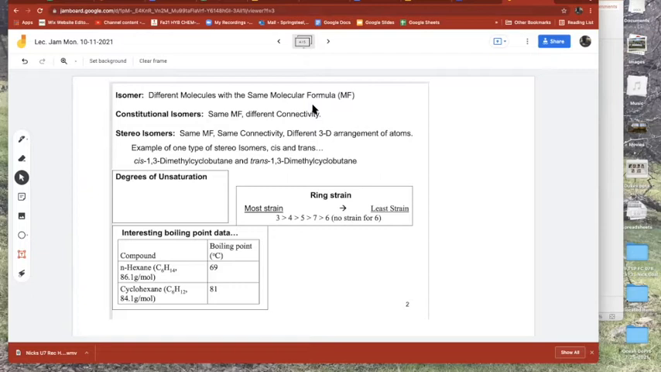So an example of this would be if I have butane and 1-methylpropane. They're both C4H10, but they're connected together differently, so they're definitely different molecules. And then this one is where you have the same molecular formula, the stereoisomers: same molecular formula, same connectivity, but different 3-dimensional arrangements. So let's do another one like this.